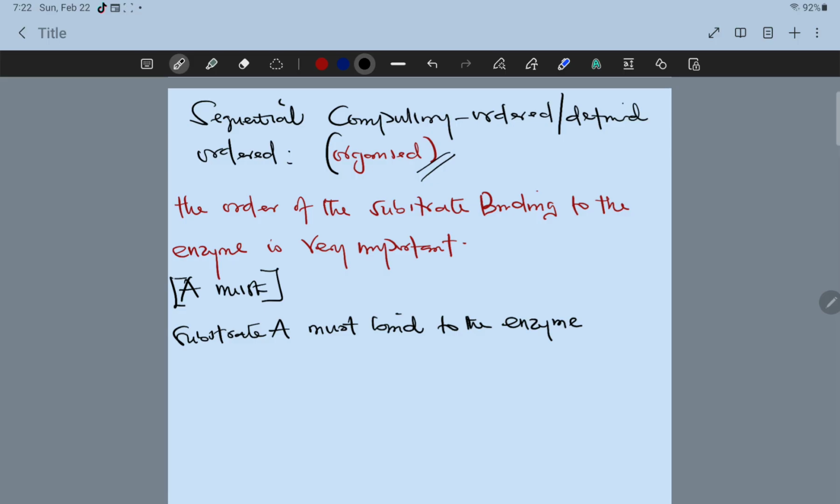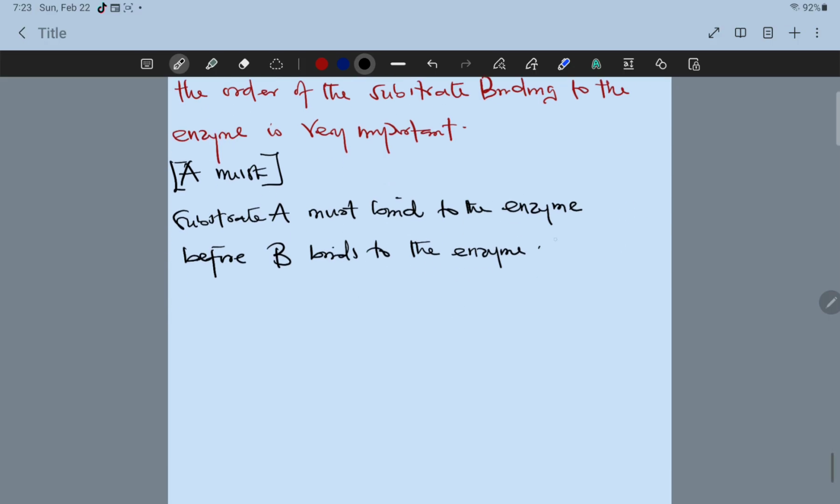before B binds to the enzyme. Is that okay? And the products are also released after catalysis.